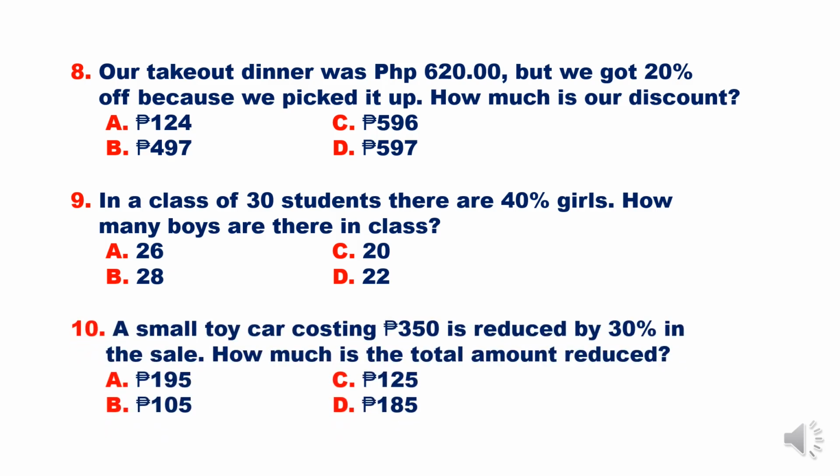Number 10. A small toy car costing 350 pesos is reduced by 30% in the sale. How much is the total amount reduced? A. 195 pesos, B. 105 pesos, C. 125 pesos, D. 185 pesos.